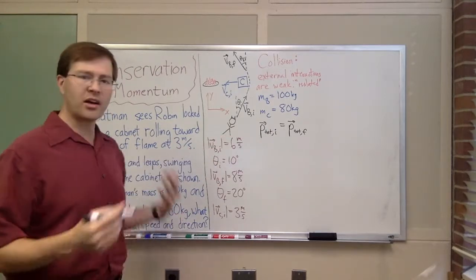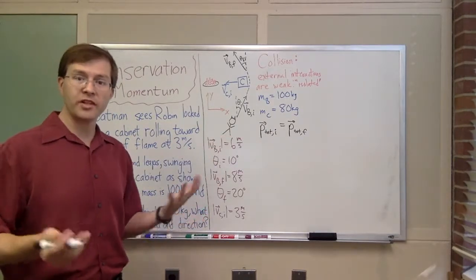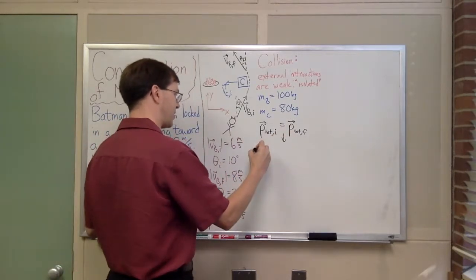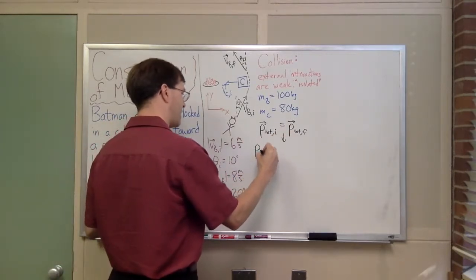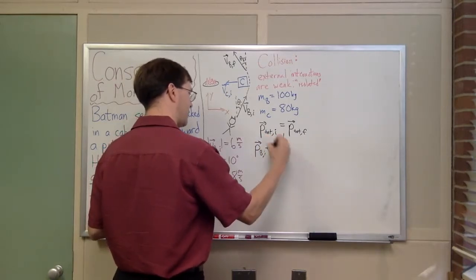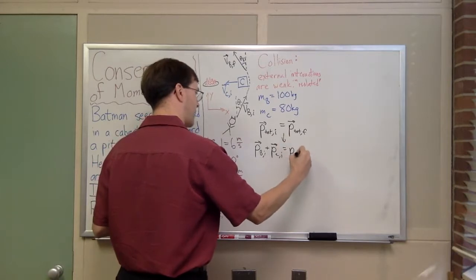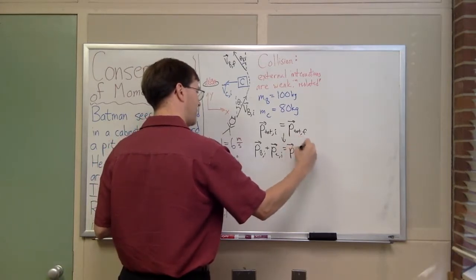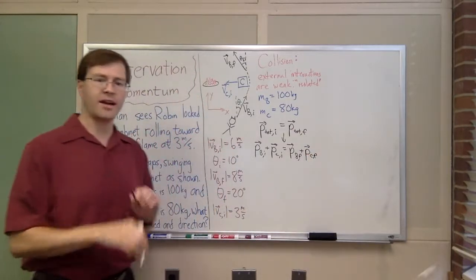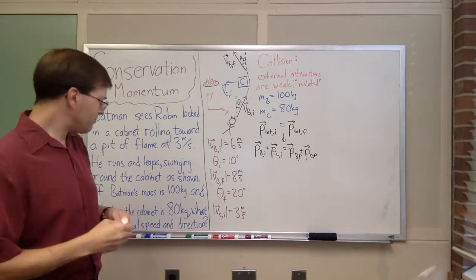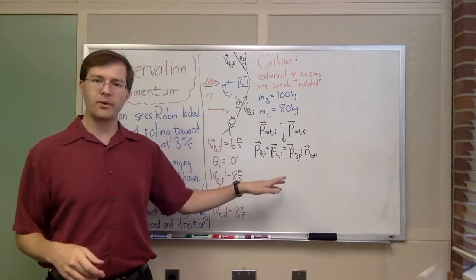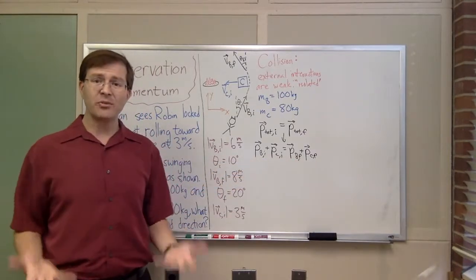So I've got that. And in our case, there are two objects moving independently before and after. So I'm going to write this down. I'm just going to expand this out a little. I'll have Batman's initial momentum plus the cabinet's initial momentum equals Batman's final momentum plus the cabinet's final momentum. There we have that. And looking at this, I guess none of these are things I know right now. I don't know those momenta right now. So that guides me directly to my next step.